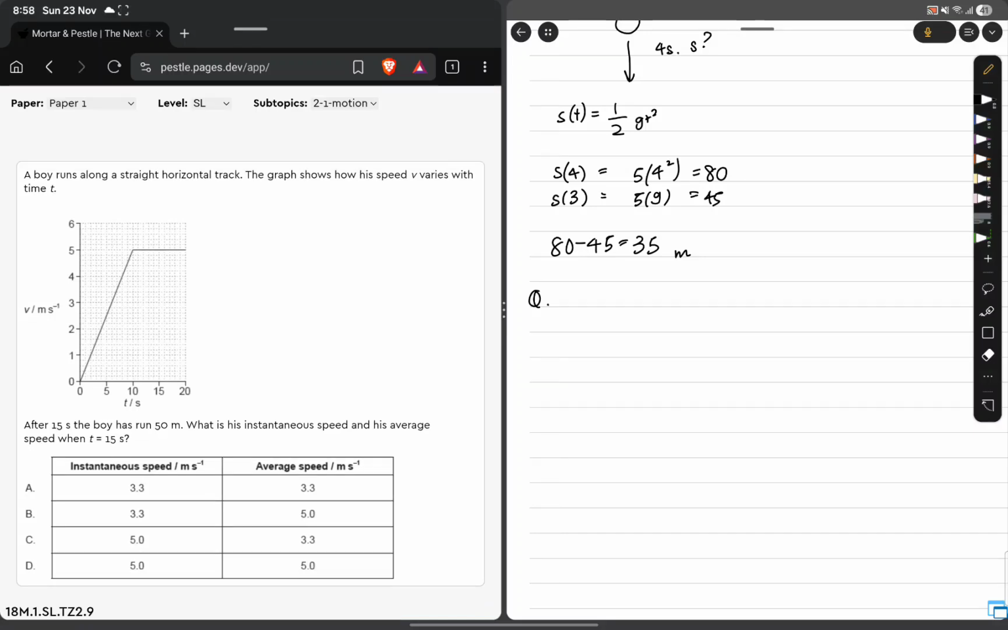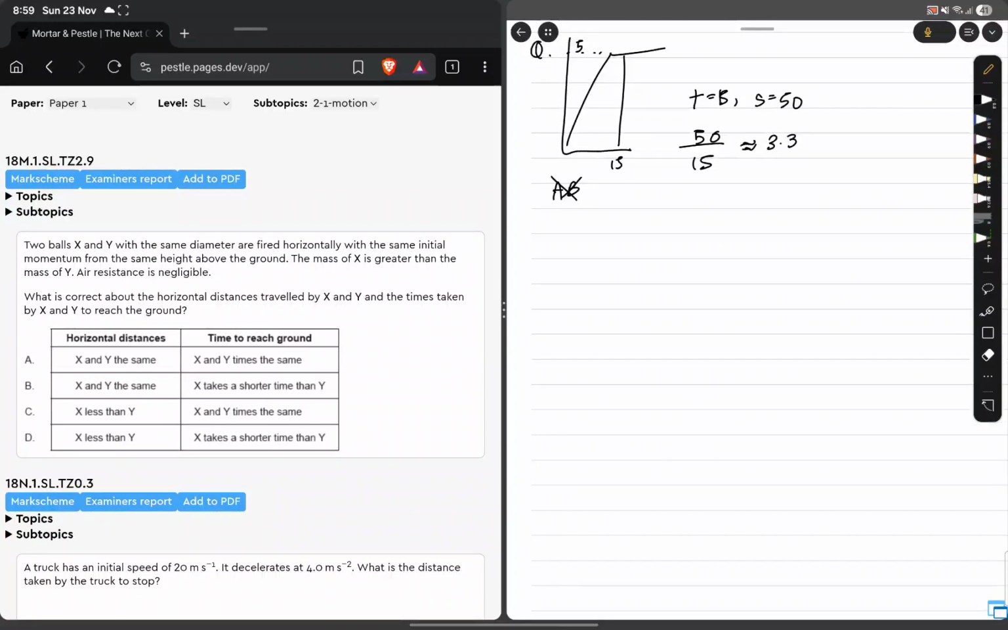Alright, so in the graph we can see the boy runs along a horizontal track. Looks like this. This is 15. Then we'll notice that this is 5. That's why the instantaneous speed is 5. So A and B are wrong. And then the average speed, at t equals 15, the distance was 50 meters, so we're going to do distance over time, 3.3, well, around that. That's why it's a C.